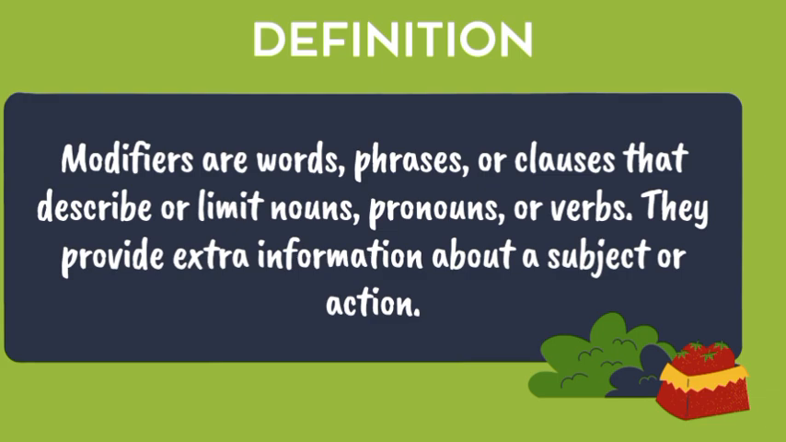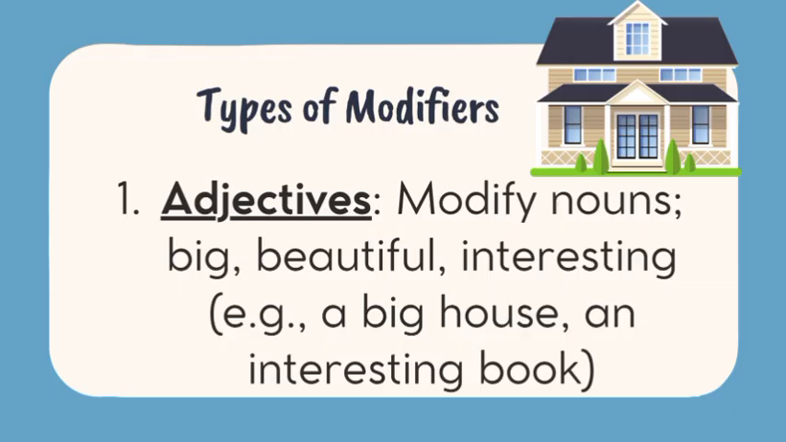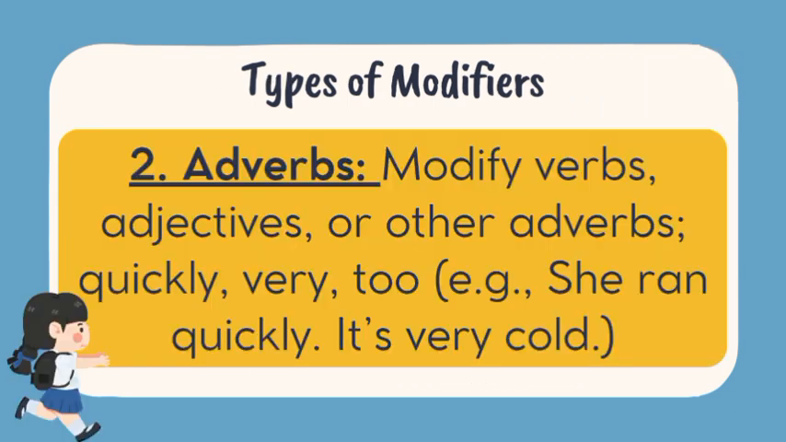So types of modifiers. The first type is adjectives. Adjectives modify nouns. Examples are big, beautiful, interesting, a big house, an interesting book. Number two, adverbs. Adverbs modify verbs, adjectives, or other adverbs. Examples are quickly, very, too. Like she ran quickly, it was very cold.